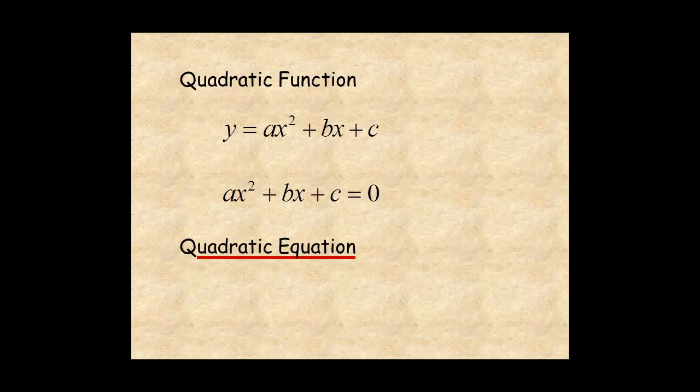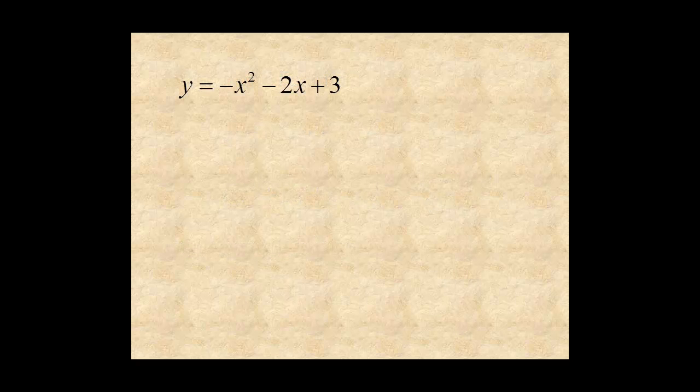Ax squared plus bx plus c equals 0 is the standard form of a quadratic equation. This lesson and the following lessons help you understand quadratic equations and how to solve them. You graphed this quadratic function in a previous lesson. The related quadratic equation is negative x squared minus 2x plus 3 equals 0.